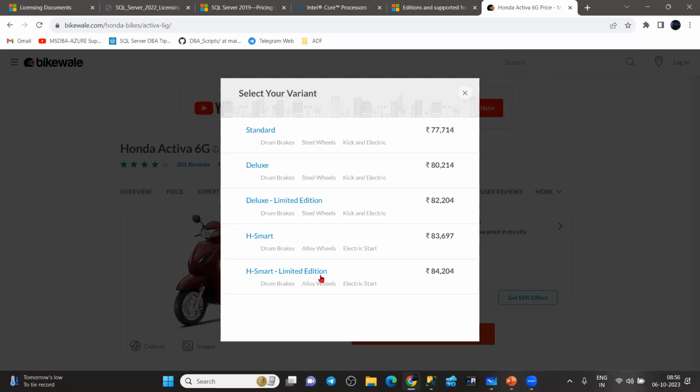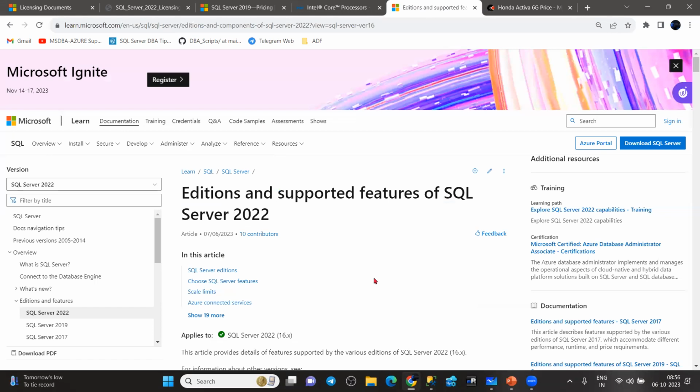Yes or no? It's a product. A bike is a product, and it has different editions. With each edition, the price varies and the features vary, correct? Same way, SQL Server also contains editions, and each edition has some limitations and some features.